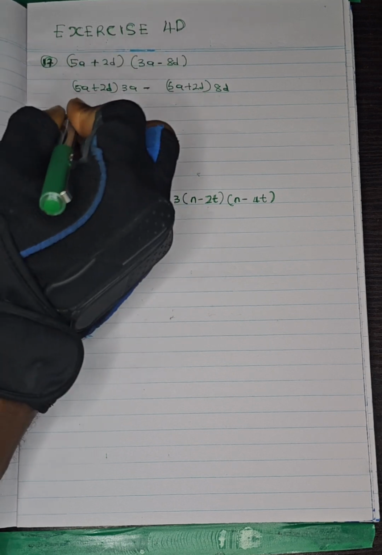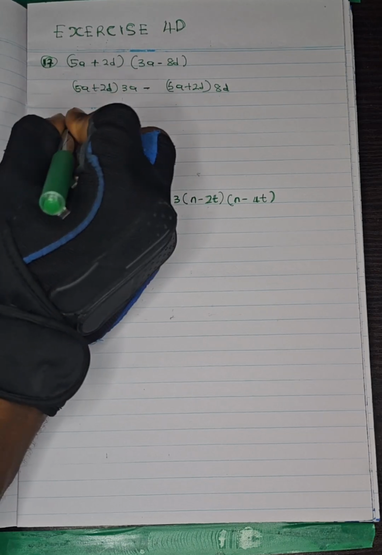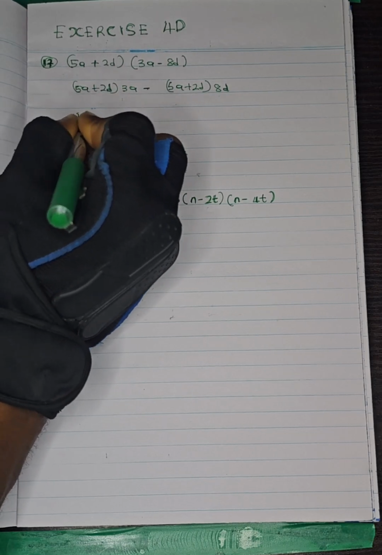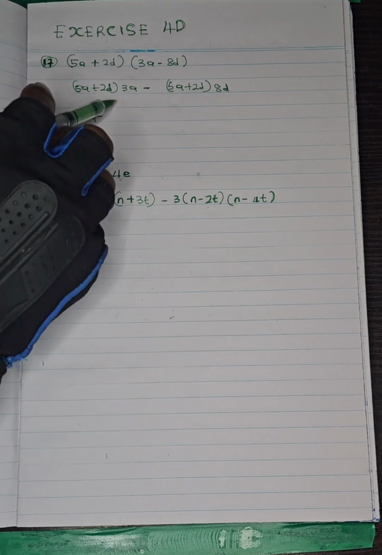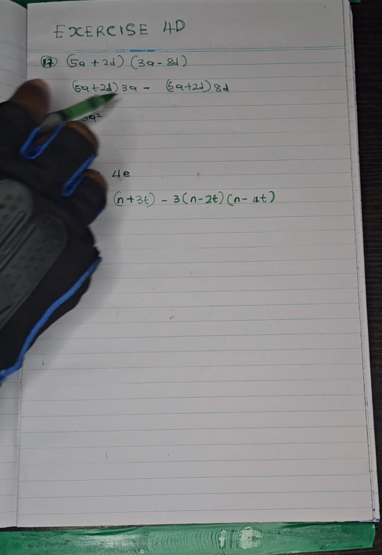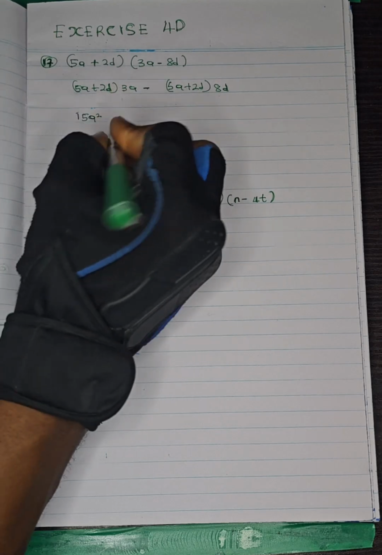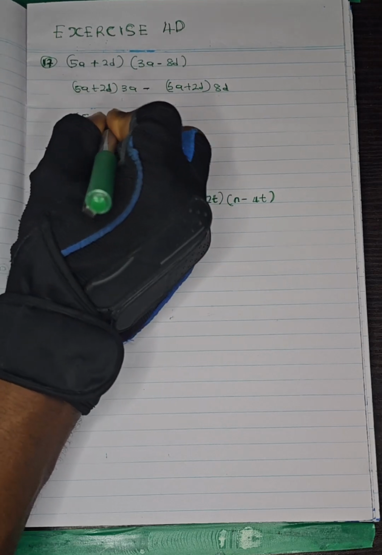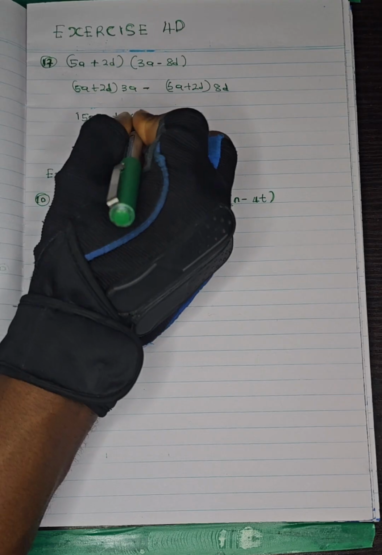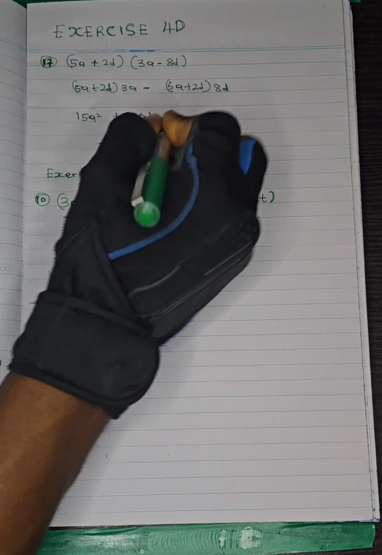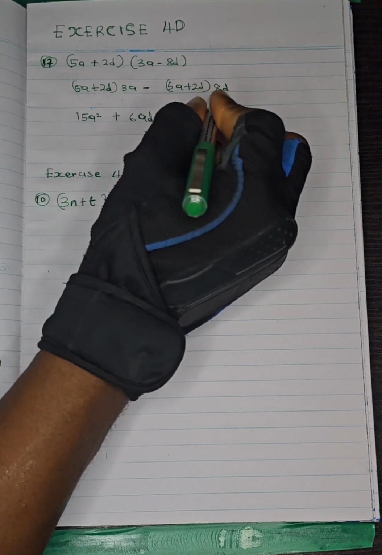So we open up 3a multiplied by 5a, that will give you 15a squared. If you're wondering how we do it, multiply the whole numbers and multiply the letters. A multiplied by a is a squared. 3 multiplied by 5 is 15. So that's what we do. The same thing applies here. 3a multiplied by 2d is 6ad, minus, the minus sign is there, don't forget.